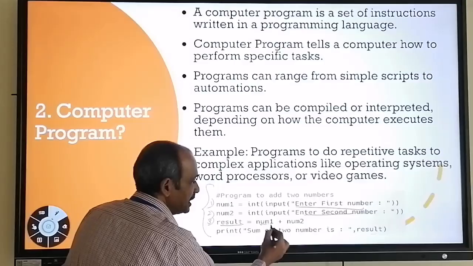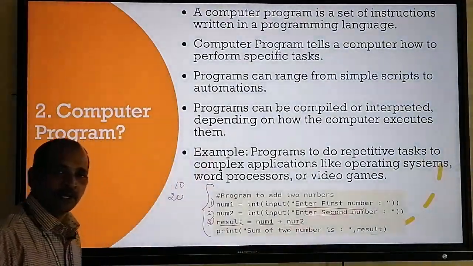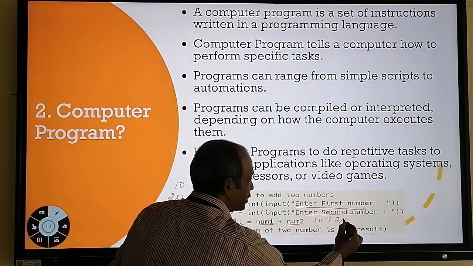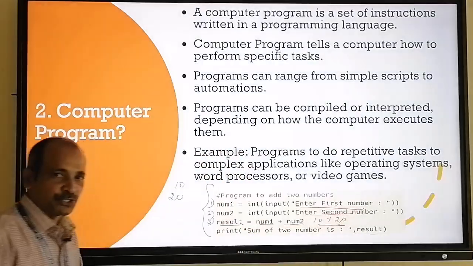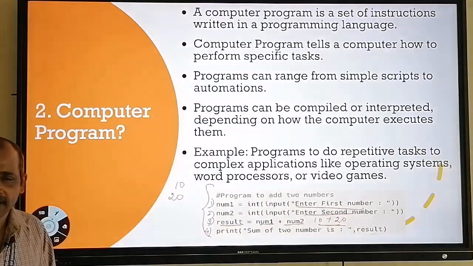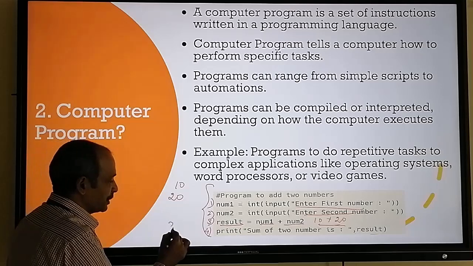So what does the process mean? I'm adding num1 plus num2, so number 1 and number 2, that means 10 and 20. I'm asking my machine to compute, to do some process. Then I'm going to print. In the fourth line, I'm going to print the result. The output will be printed, so the output is going to be 30.